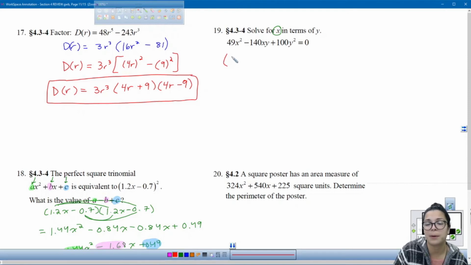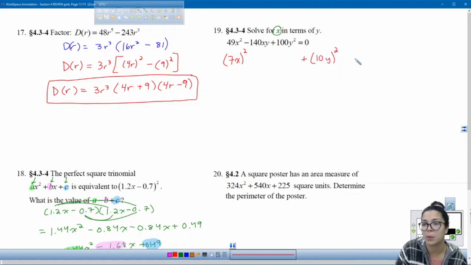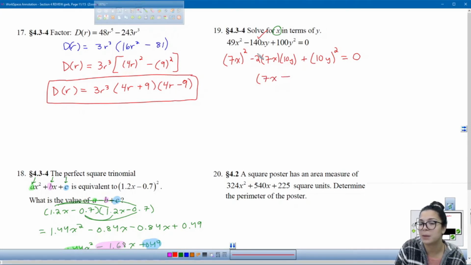Let's write the first term as a perfect square, it will be 7x all squared. The last term as a perfect square will be 10y all squared. In the middle, it should check out: negative 2 times 7x times 10y, is that equal to negative 140xy? Yes, it is. So this will factor into a minus, because the middle term is negative, b all squared.